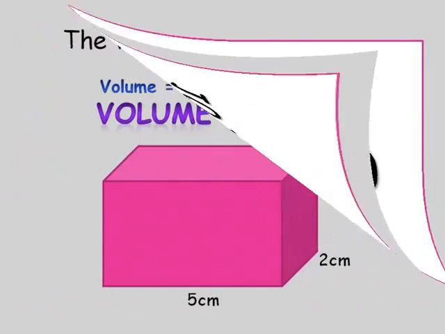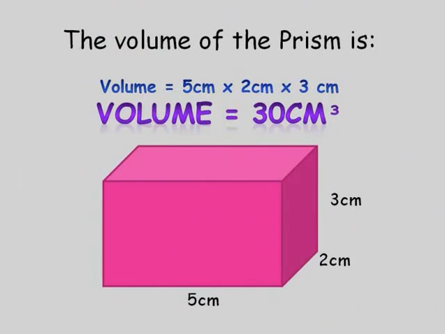So, the volume of our prism is 30 centimetres cubed. Because we times 5 centimetres our length, times 2 centimetres our width, times 3 centimetres our height, which gave us 30 centimetres cubed. Now that you know the formula, let's have a go at doing the next problem.